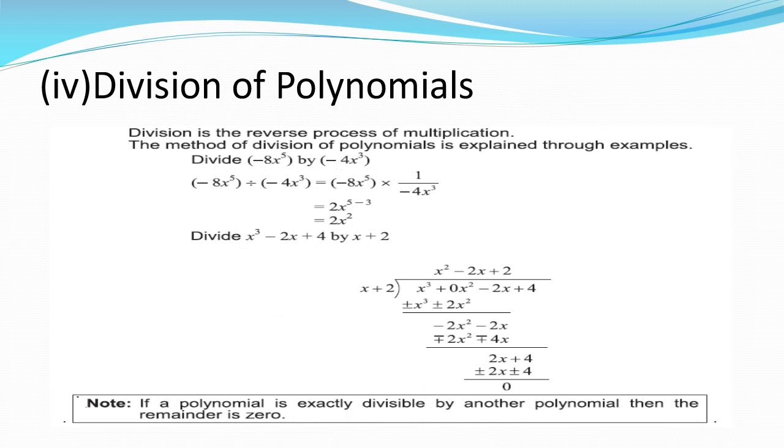Then we bring down the next term from below and again multiply with minus 2x and plus 2, and we have the remainder 0 as in simple division. Note, if the polynomial is exactly divisible by another polynomial, then the remainder is 0.